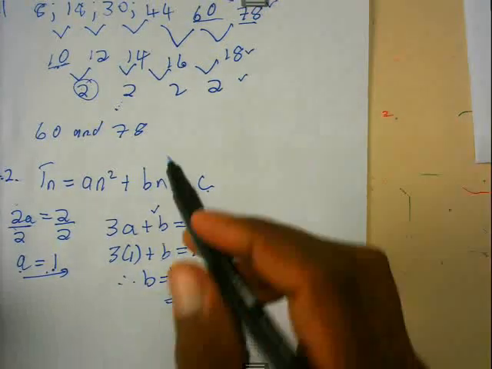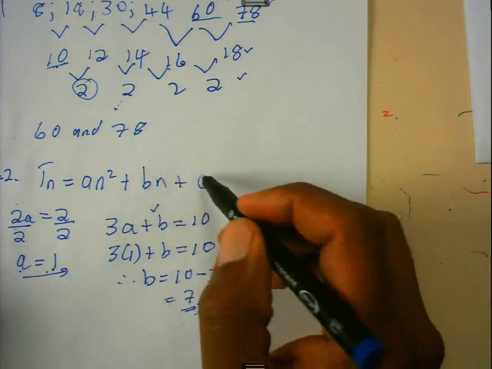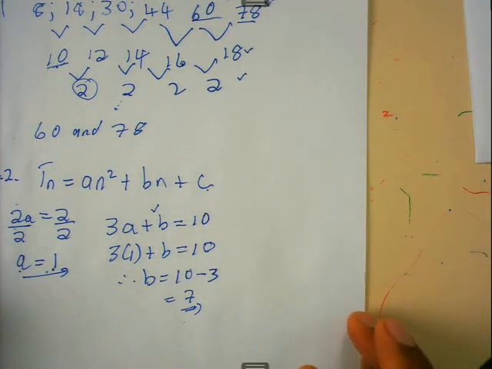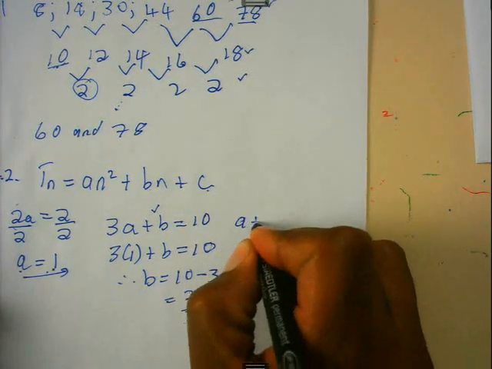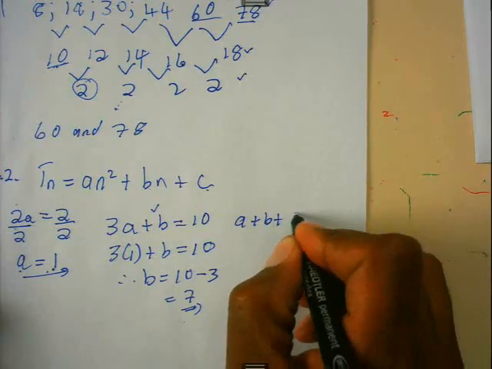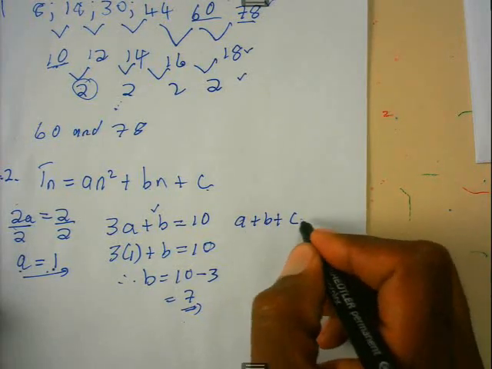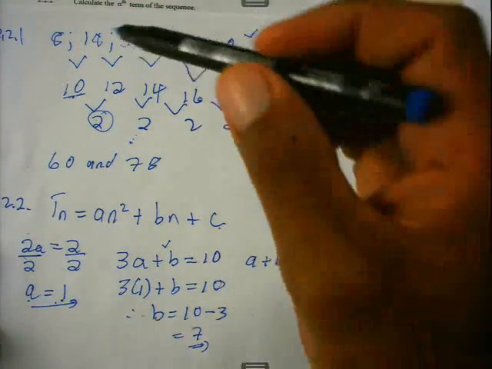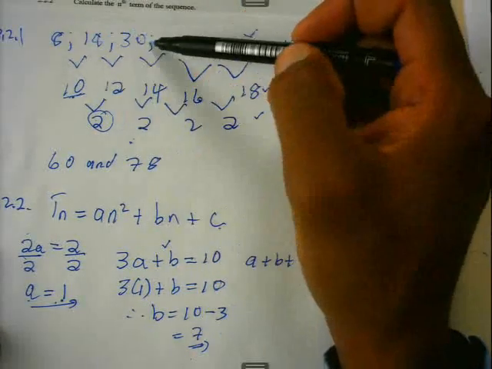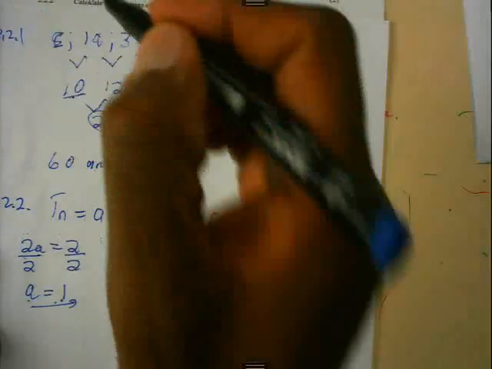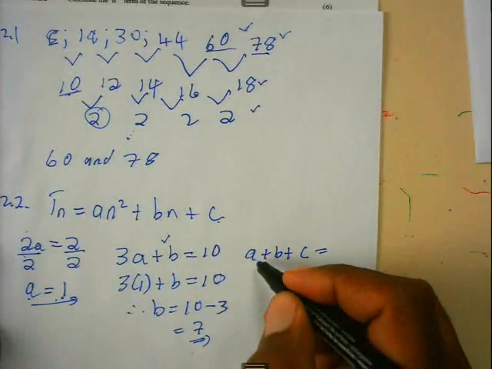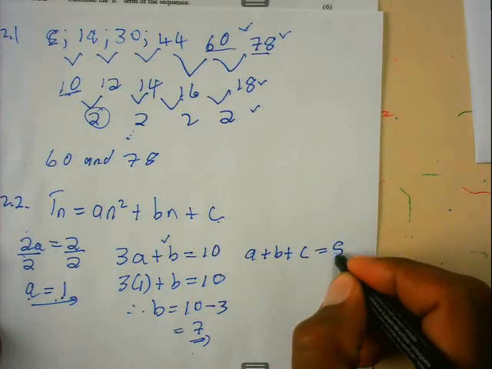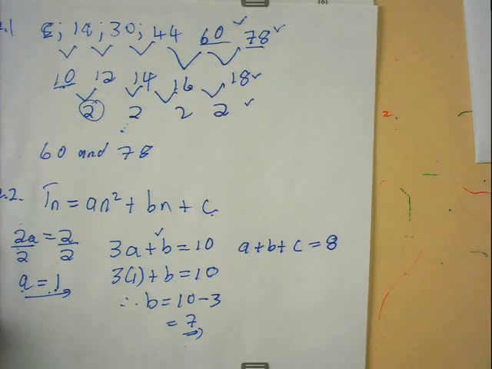Right. Now, you can see from this general term, we are left with c. Now, the question will be, how do I determine the value of c? Of course, we need the first term, which is a plus b plus c. What is a plus b plus c? It is our first term. Now you go to our pattern to say, what is the first term here? The first term here is 8. Now it means we take a plus b plus c, we equate it to 8.